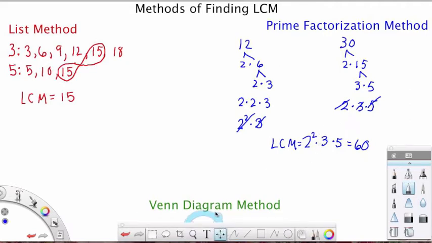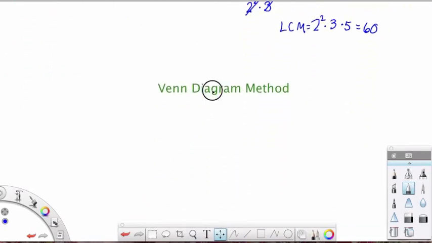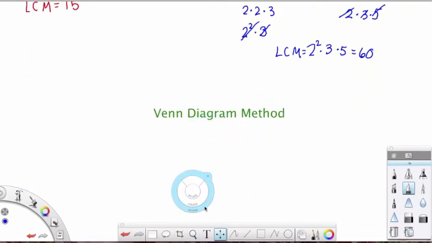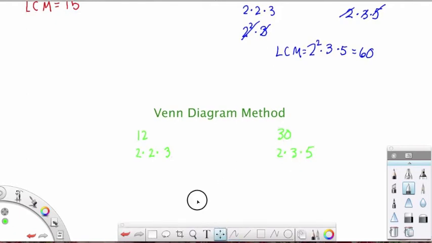Now let's take a look at a slightly different arrangement. I'm going to use that information. The first step is, once again, to start with our prime factorization of 12 and 30. The prime factorization of 12 is 2 times 2 times 3. And the prime factorization of 30 is 2 times 3 times 5. We need a little more room for my Venn diagram.